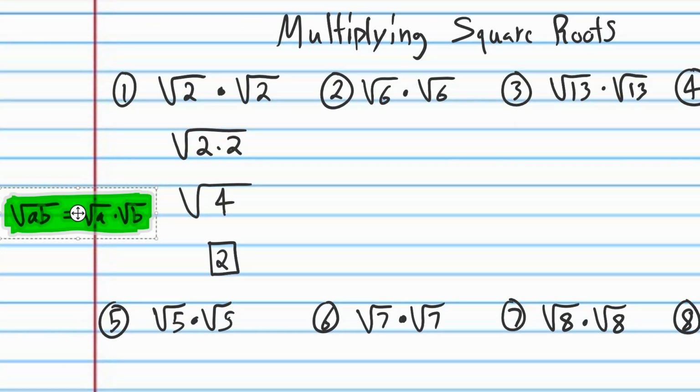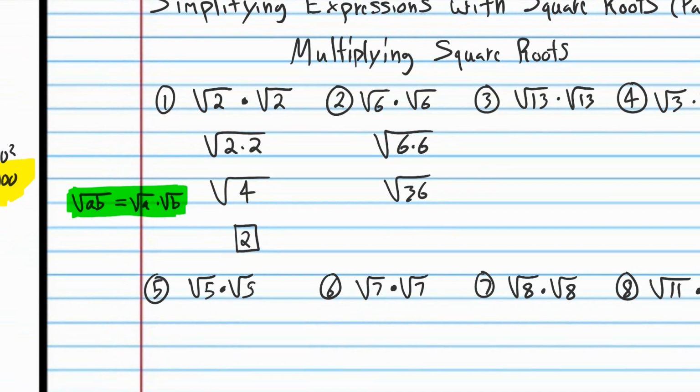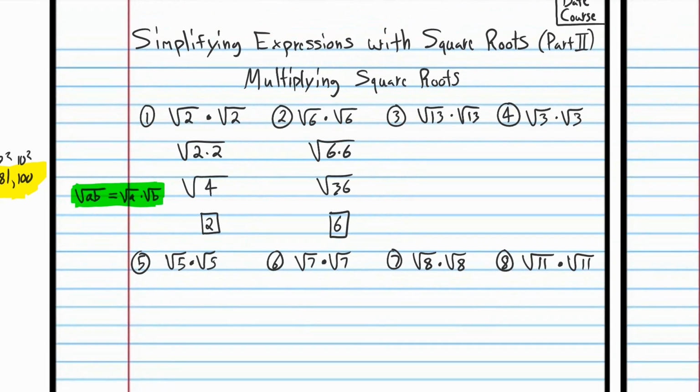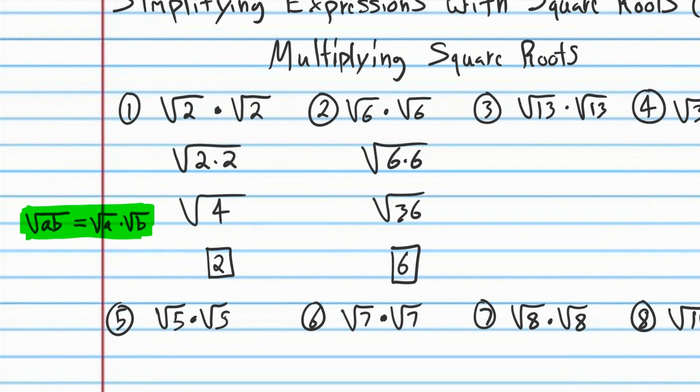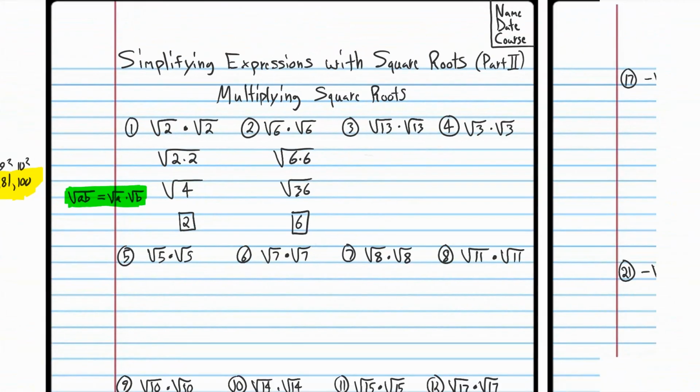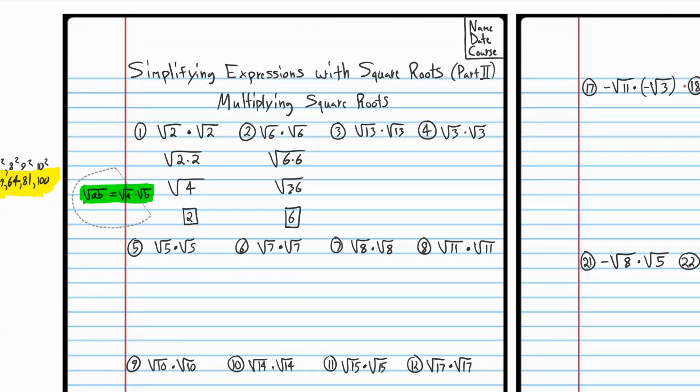Square root 6 times square root 6, that's going to be square root of 6 times 6, which is square root of 36. And the square root of 36, that would just be 6. So what you're doing here is the opposite of a square root. The opposite of square rooting is when you square a number, and when you square a number, you're just multiplying it by itself. So you're getting rid of the square root. All right, I'm going to drag this over here. Let's try number 3.